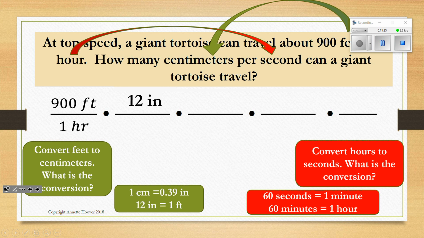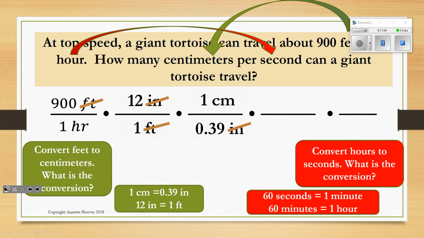So first we're going to convert feet to inches. So we know that there are 12 inches in a foot. We want the feet to cancel out, and since the feet is on the top of the first ratio, we put it on the bottom of the second one. The feet cancel out. Now we want to convert the inches to centimeters. Inches is on top, so we want inches on the bottom. So we're going to put 1 centimeter is equal to 0.39 of an inch. That completes our distance conversion.